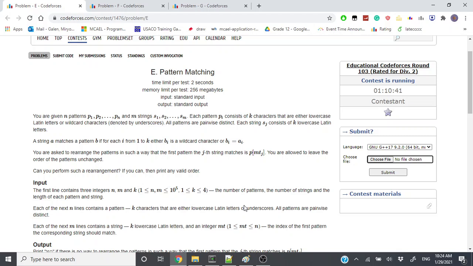Now we have a string problem, and that's fun. You're given n patterns p1 to pn and m strings s1 to sm. Each pattern pi consists of k characters that are either lowercase Latin letters or wildcard characters. Oh boy. All patterns are pairwise distinct. Each string sj consists of k lowercase Latin letters.